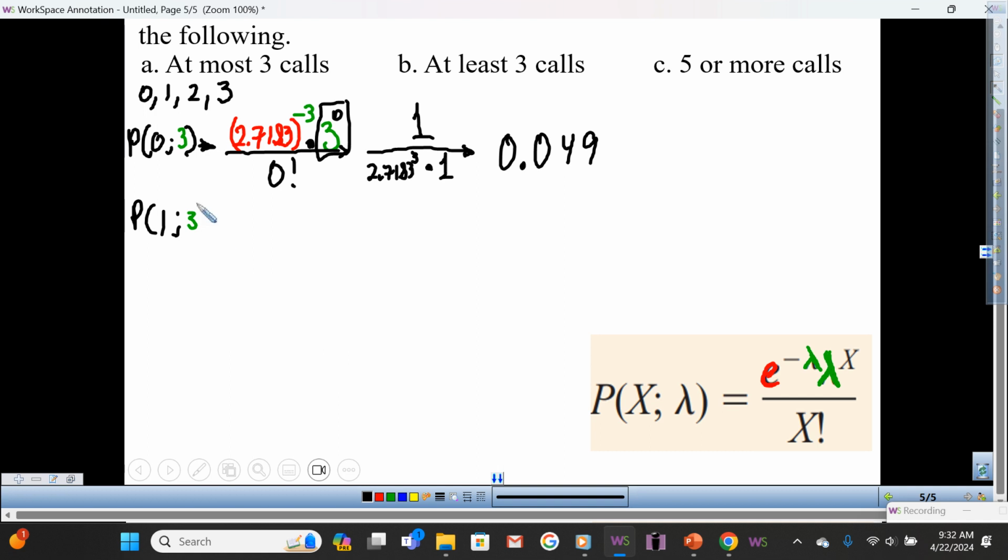So I'm going to have you guys do that work. I already showed you the process for the first one. Find me P of 1, find me P of 2, and find me P of 3. And of course, with lambda being the same, which is 3.